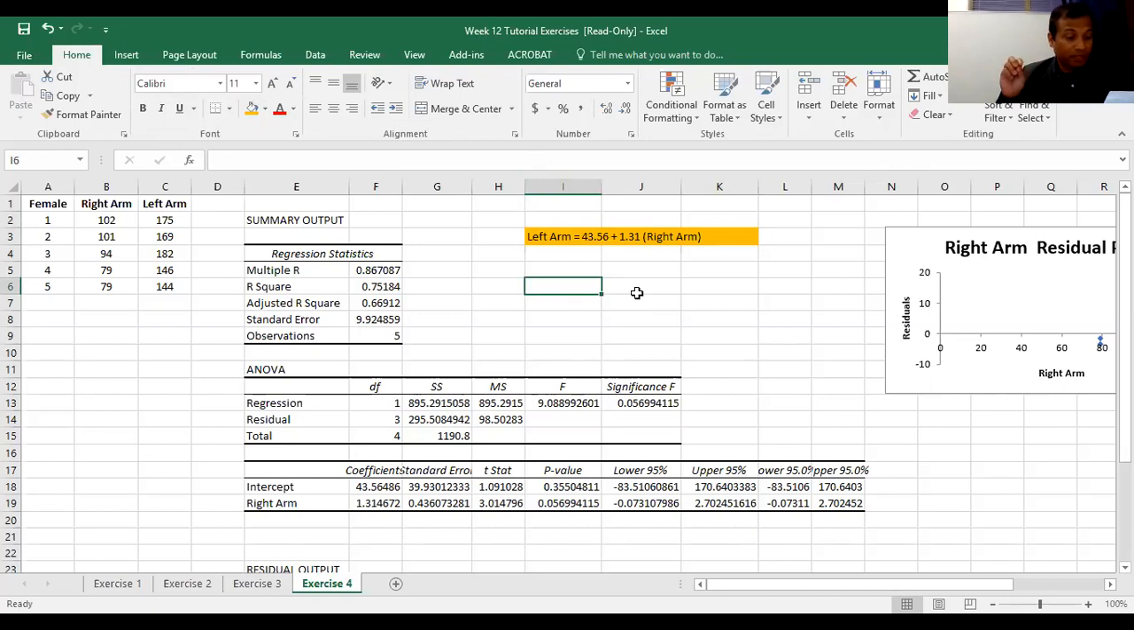What is your interpretation for the slope? For every unit rise in the right arm, left arm will increase by 1.31 units. Full stop. That is the interpretation.